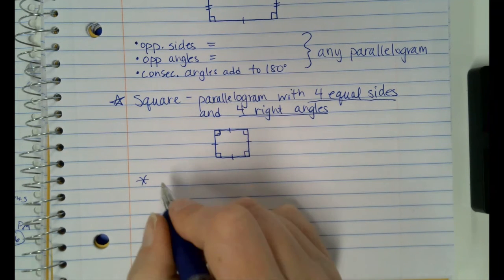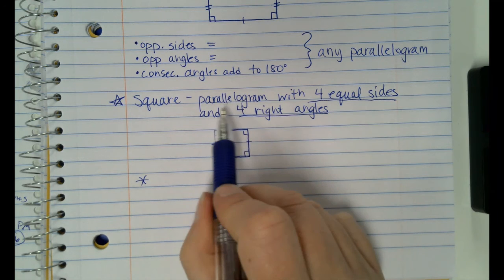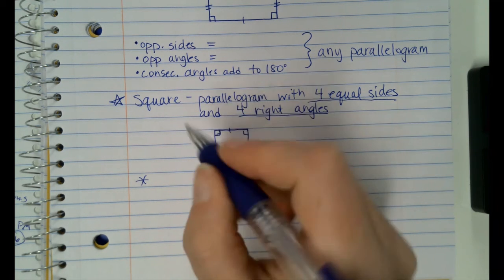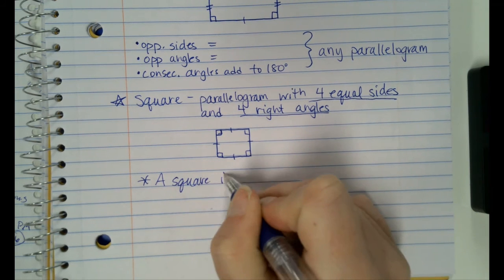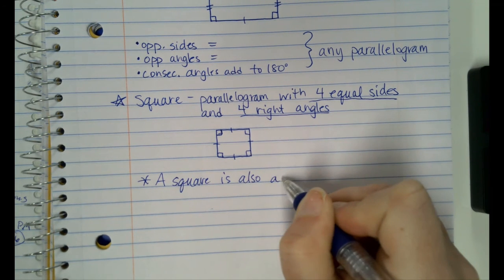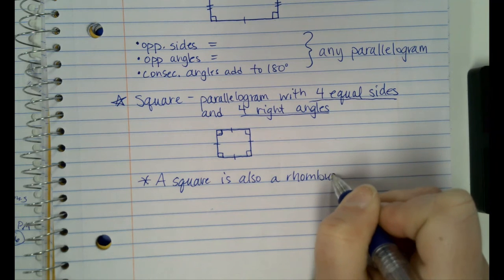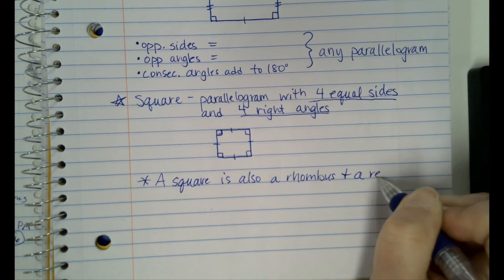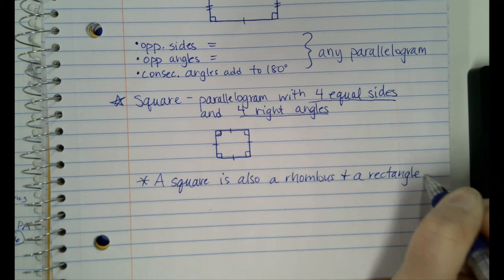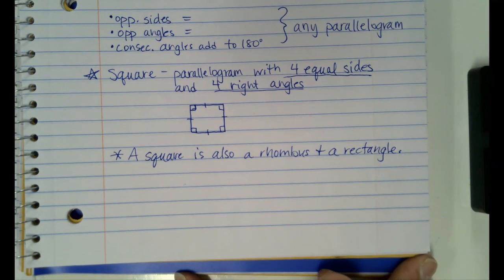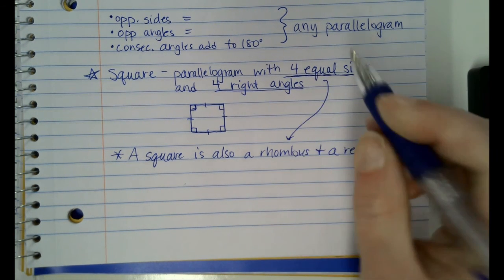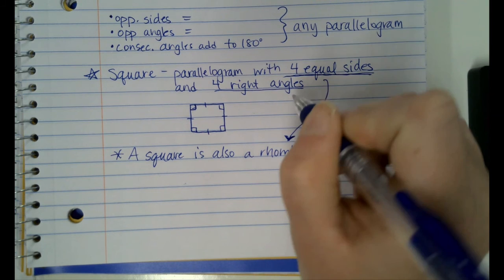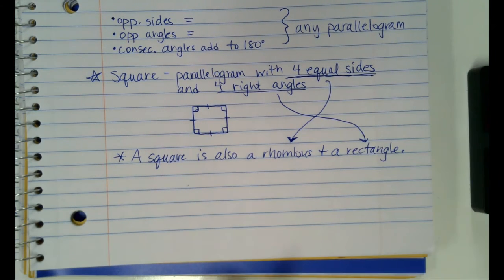Okay, so one more thing I want to write here is what I was just saying. Not only is it a parallelogram, a square is also a rhombus and a rectangle. This part of the definition makes it a rhombus. This part of the definition makes it a rectangle.